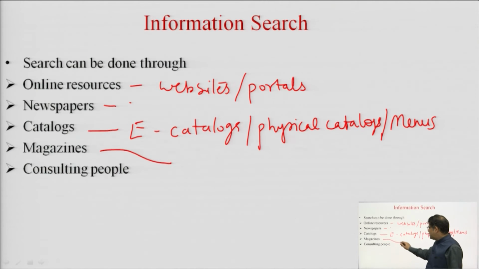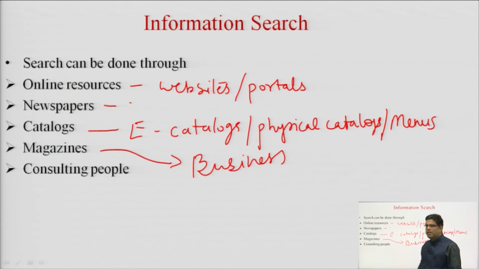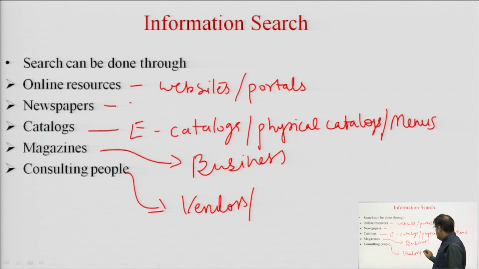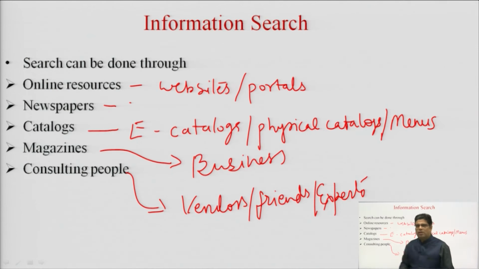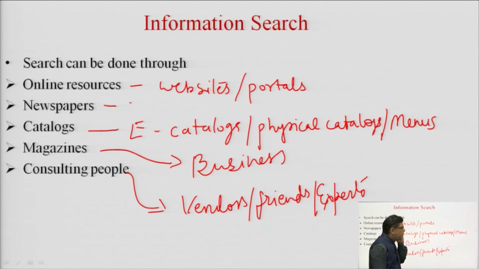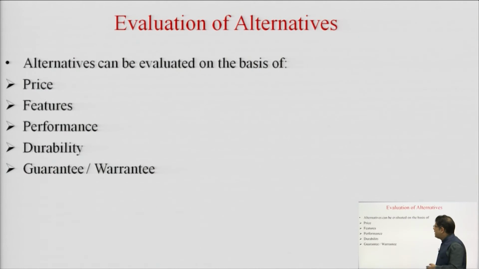Information about a product or a service can also be obtained from magazines. So, there can be business magazines and there can be general magazines from where the information can be gathered. Information can be gathered by consulting various people. Now, what all people can be consulted? Vendors can be consulted, friends can be consulted, experts can be consulted. So, likewise, a lot of people can be consulted regarding the usage of the product. So, this is how information about the product or the service can be obtained.